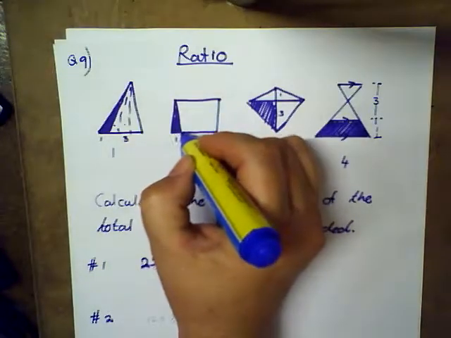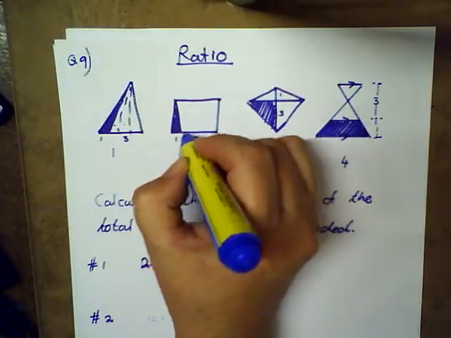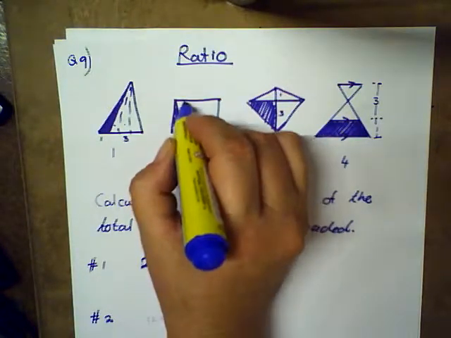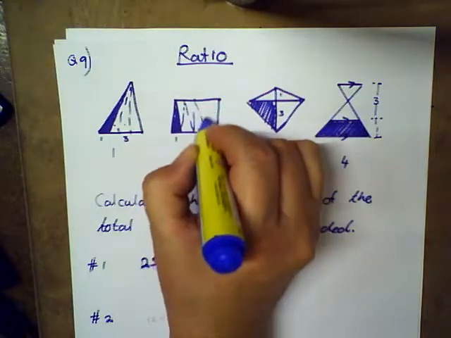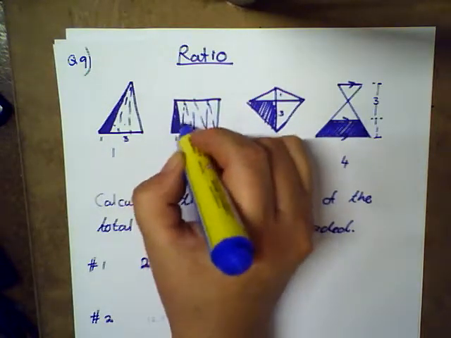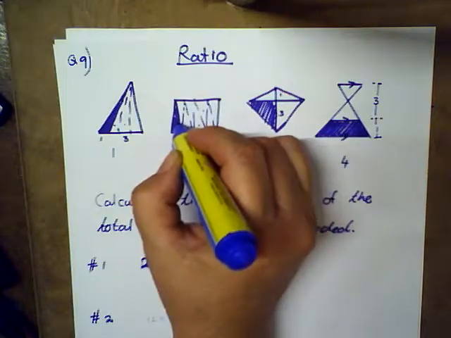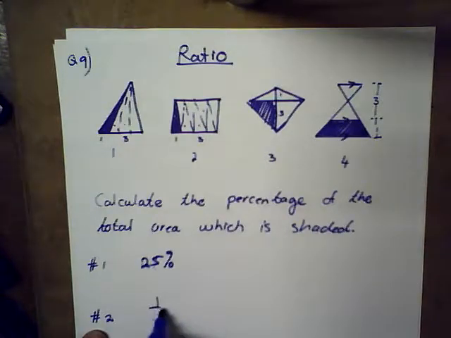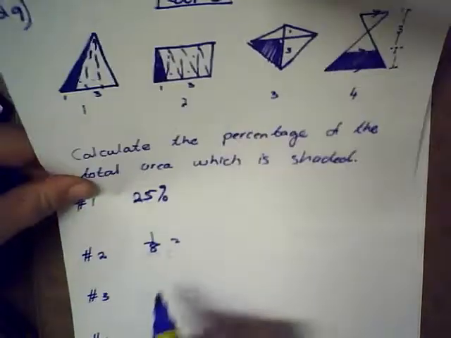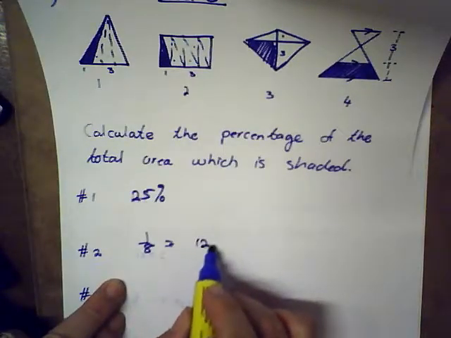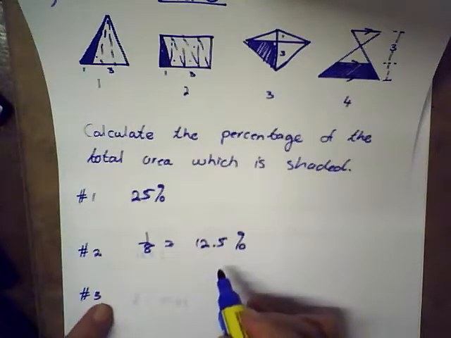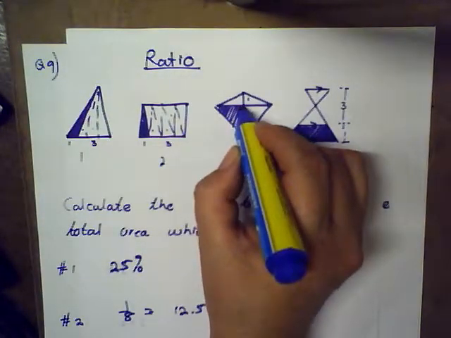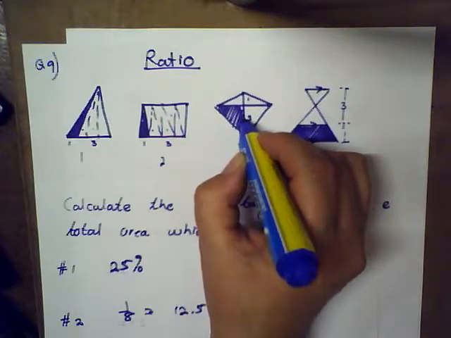Then here, this base is divided into 3, so I could do that and do that. So that's all the little triangles that I will get from here. So I will have 1, 2, 3, 4, 5, 6, 7, 8 triangles. I've shaded 1 of the 8 triangles, so 1 out of 8. If I change that to percentage, that would give me 12.5%.